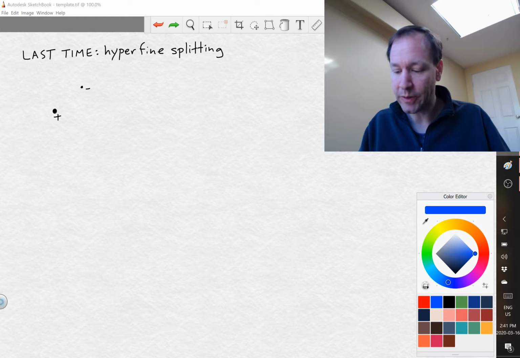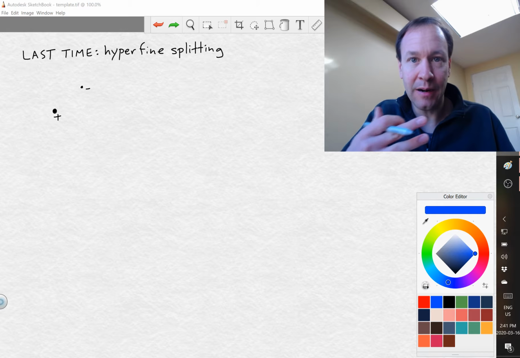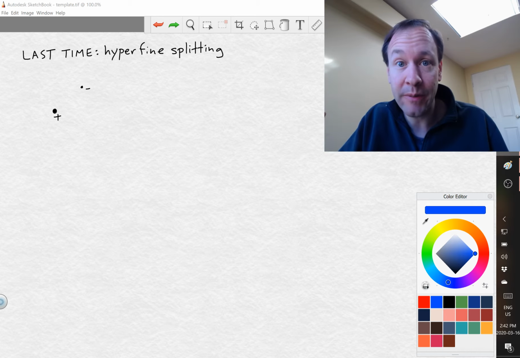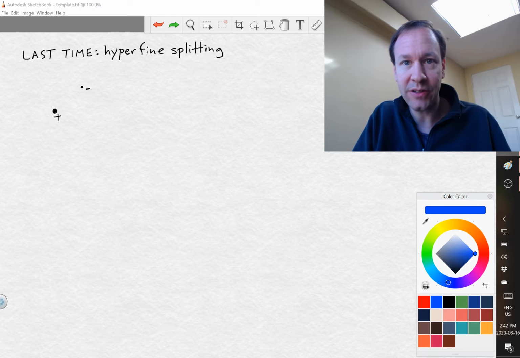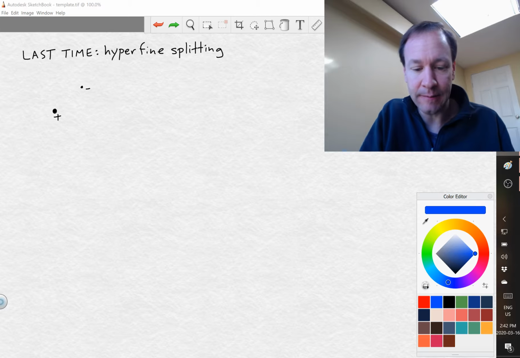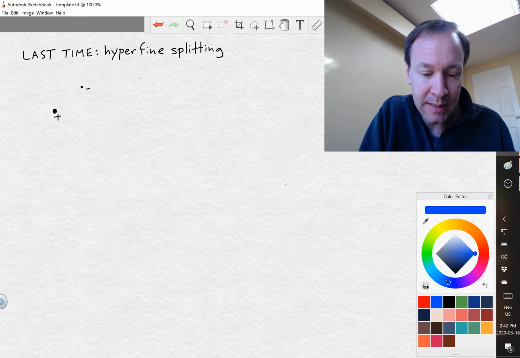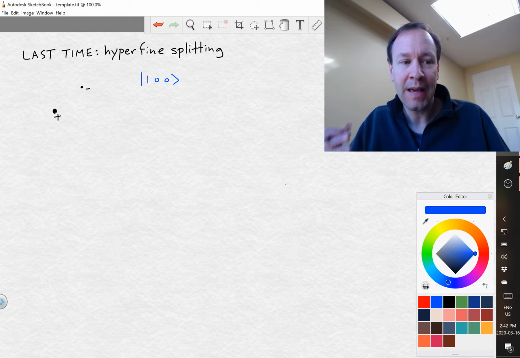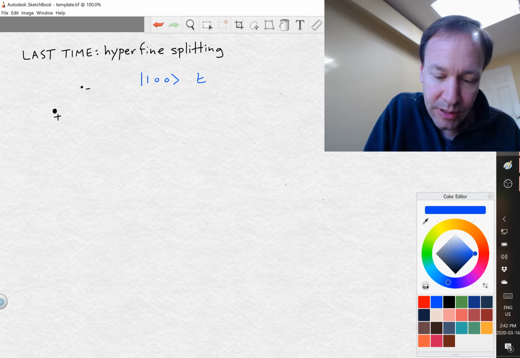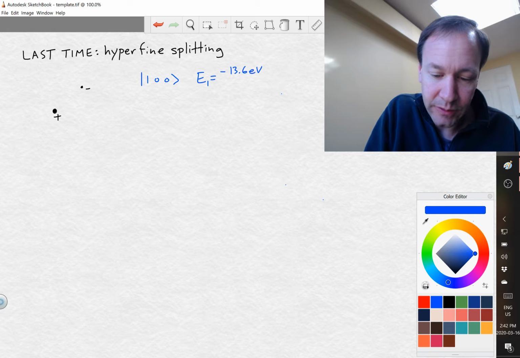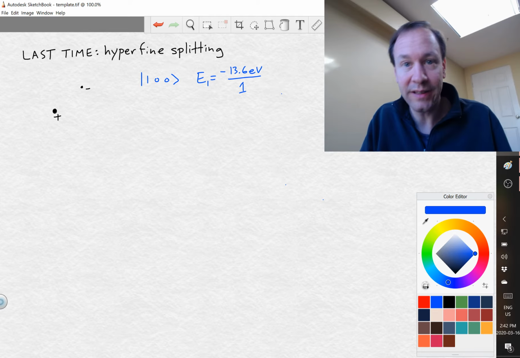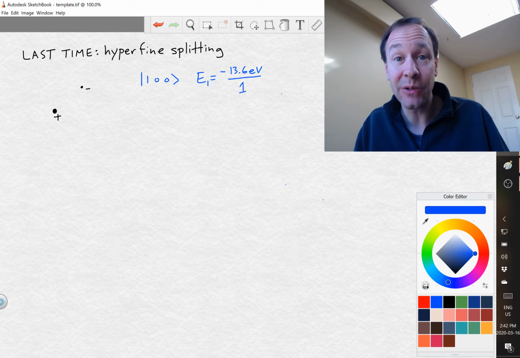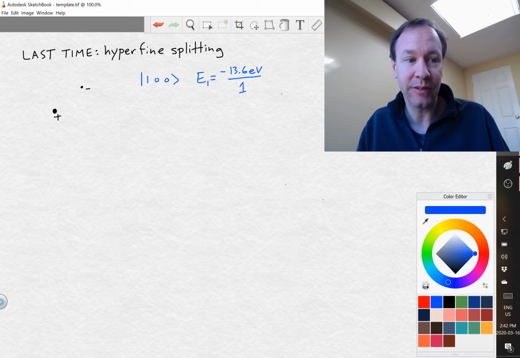Okay, so what I have on the screen is our basic picture of the hydrogen atom before thinking about spin. We have the proton and the electron, and what we're going to be focusing on is the ground state of that system. Before we include spin, there's a single ground state, which we call 100. That had the lowest energy, which is E1 equals minus 13.6 electron volts over n squared generally, but here we're talking about n equals 1, so it's minus 13.6 electron volts.